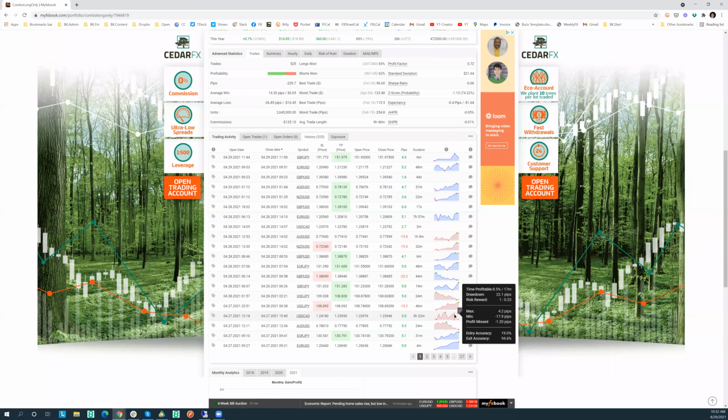Why is this? Wait, hold on. That's weird. Why is that giving me 22 pips when I have a stop on this thing? Open price 97. Huh. 27, 28. Yeah. All right.